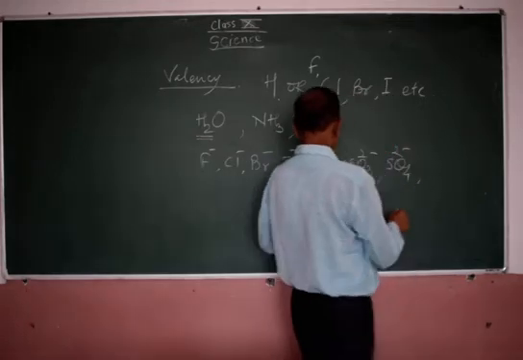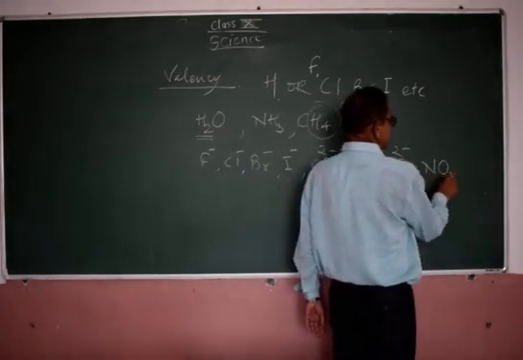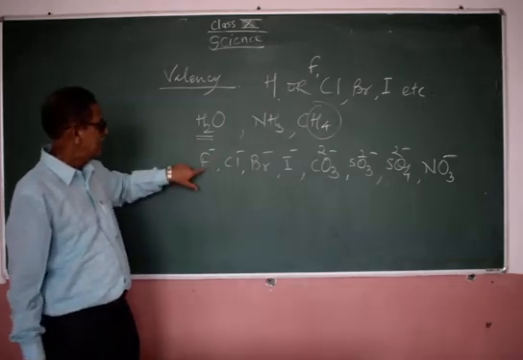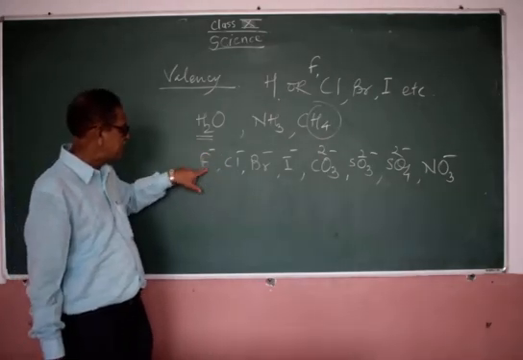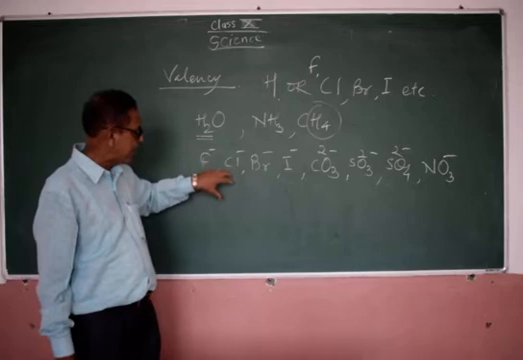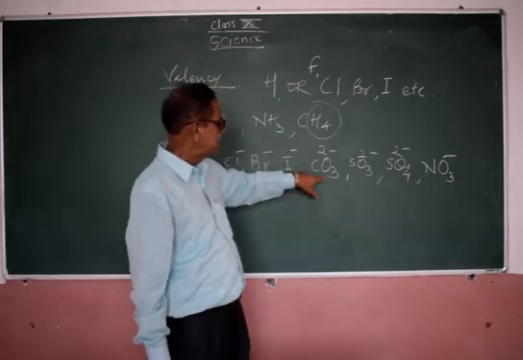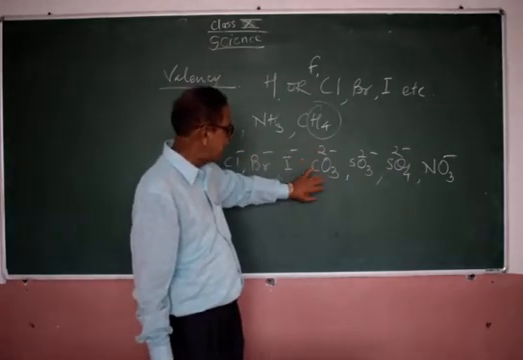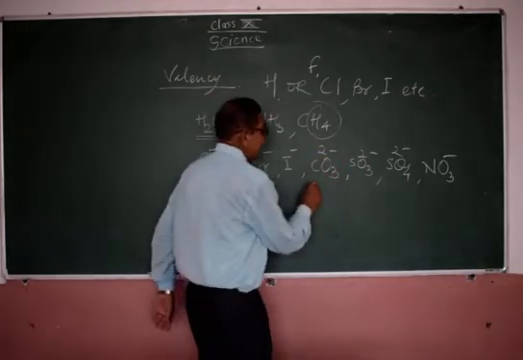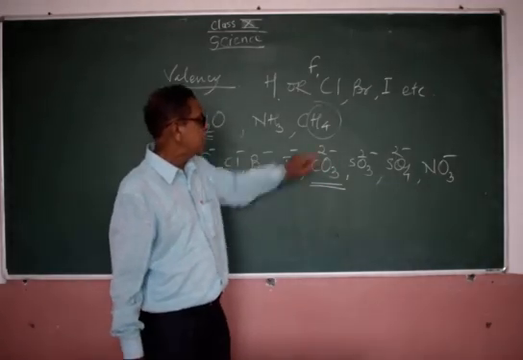So SO3 di-negative, SO4 di-negative, NO3 negative. So we can say that the valency of fluorine is 1 because the charge present on fluorine is 1. The charge present on chlorine is -1. Chloride ion is -1, therefore valency is 1. Similarly, the carbonate ion has 2 negative charges, therefore the valency of the carbonate radical is 2.